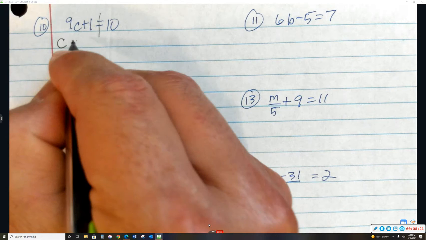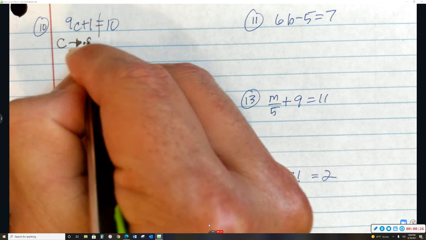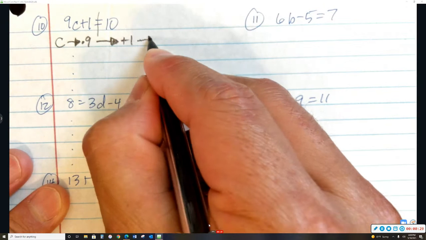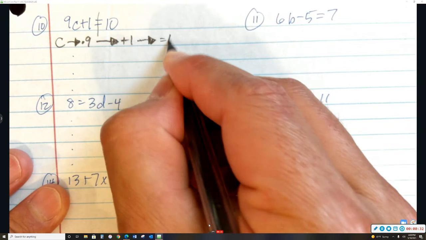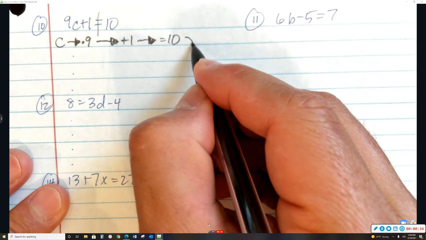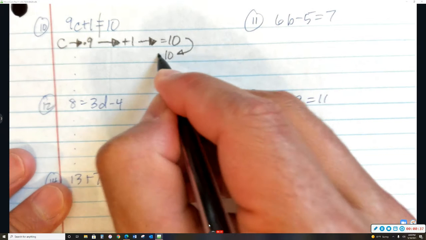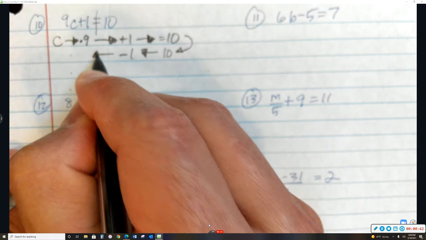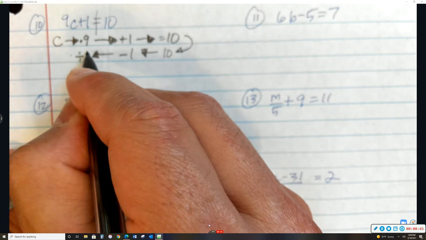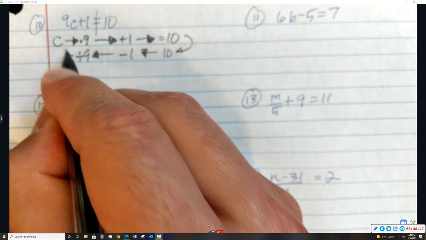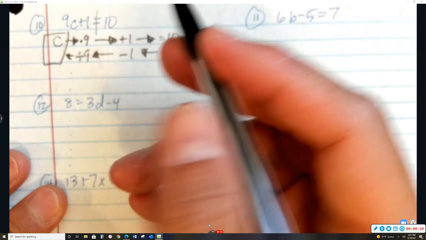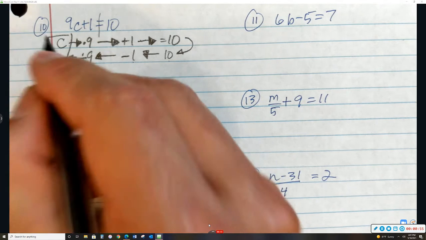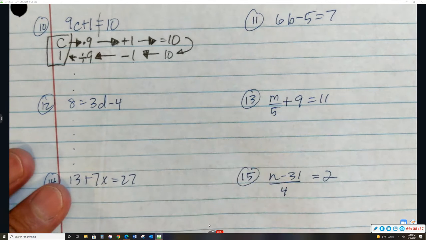So just take the C, and we said times 9 plus 1, and all of that equals 10. And then when we work our way backwards, take the 10, instead of plus 1 it's minus 1, instead of times 9 is divided by 9. And then your answer, well, you have 10 take away 1 is 9, 9 divided by 9, 1. So the answer is 1.